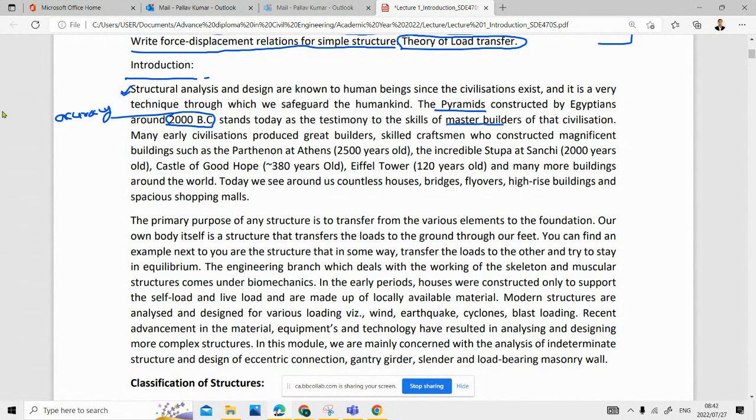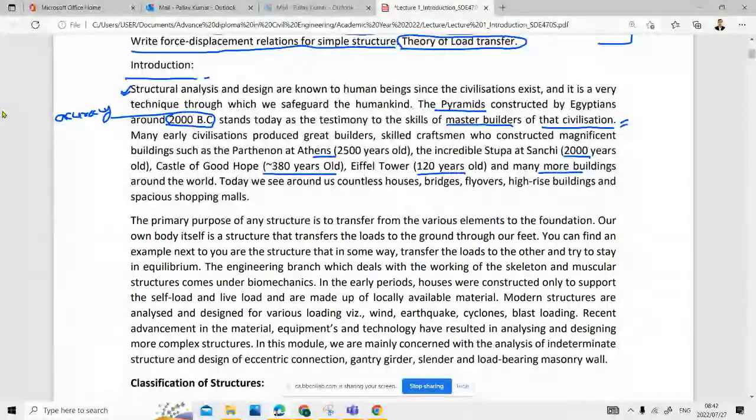And these are the master builders of that civilization, and still these things exist. And further, if you see, there is the Parthenon at Athens, that is 2005 years old. Then the Stupa at Sanchi, it is 2000 years old. Castle of Good Hope is 380 years old. Eiffel Tower 120 years old, and many more.